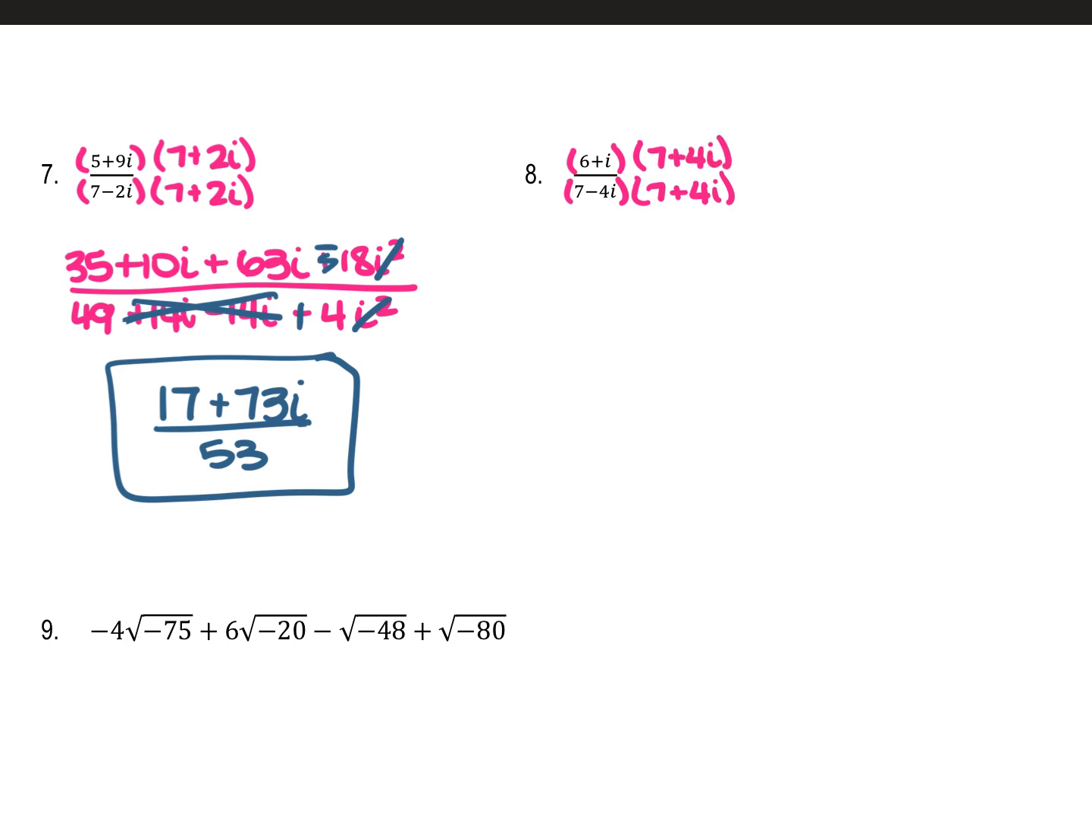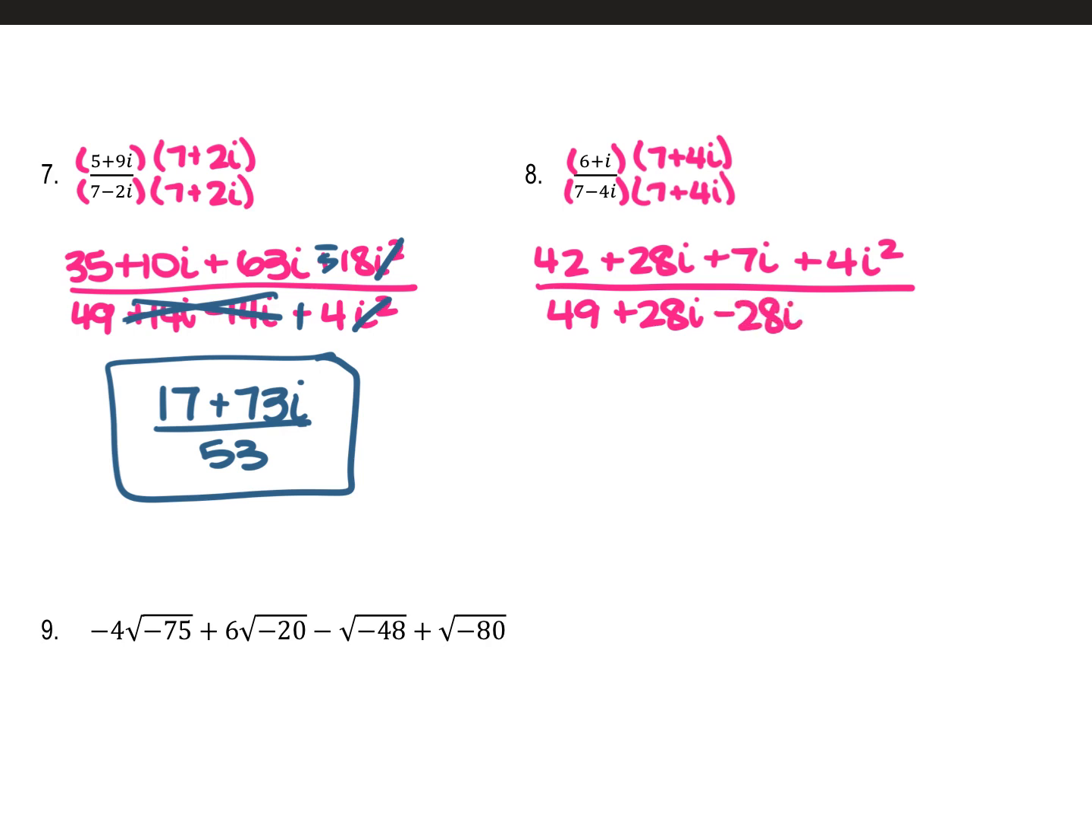Up top, your 6 times 7 gives you 42. The 6 times 4i is 24i. i times 7 is 7i. And i times 4i is 4i squared. On the bottom, 7 times 7 is 49. 7 times 4i is 28i. Negative 4i times 7 is negative 28i. And negative 4i times 4i is negative 16i squared.